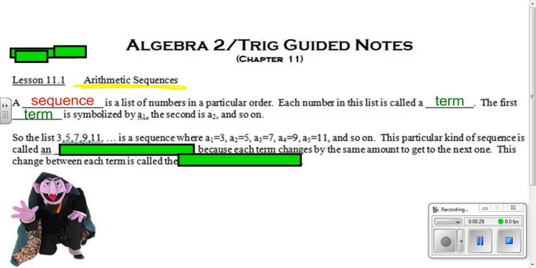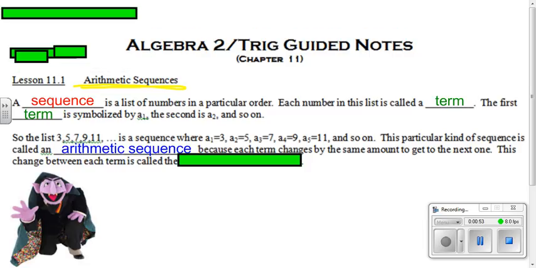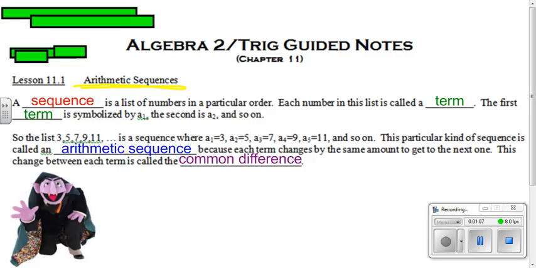So if we have this example here, we're looking at the list 3, 5, 7, 9, 11. That would be a sequence where a sub 1, or the first term, is 3, the second term is 5, the third term is 7, the fourth term is 9, and so on. This particular kind of sequence would be called an arithmetic sequence. It's called arithmetic because they're counting by the same exact amount to get to the next one. And that change in between each one, what we're counting by, is the common difference.